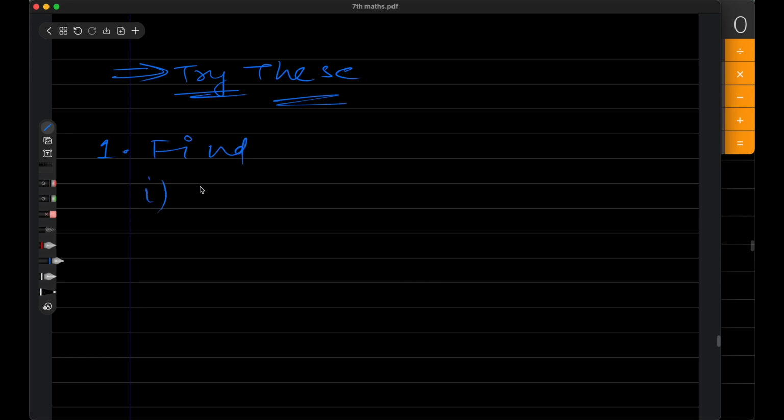First, we have to find the product of decimal number, that is 2.7 into 4. Second, 1.8 into 1.2. And third, 2.3 into 4.35.